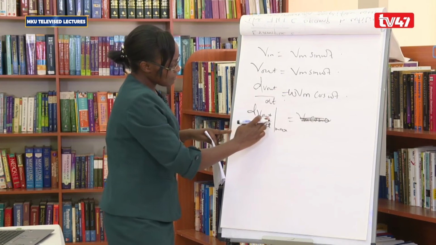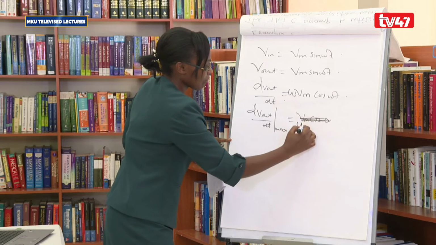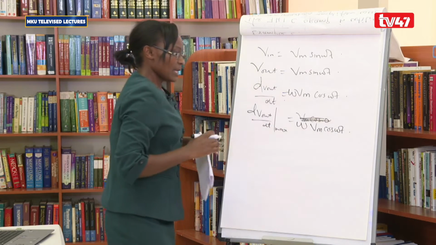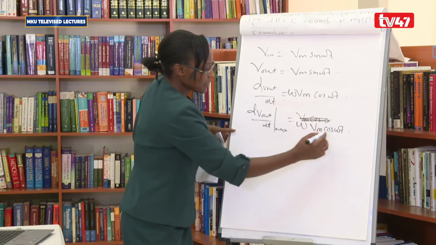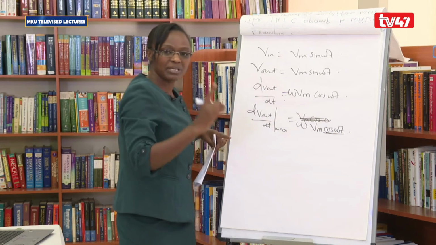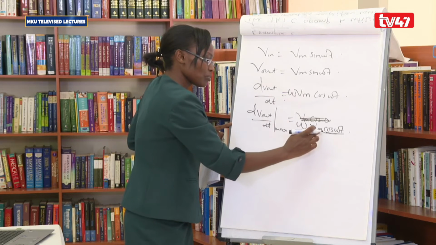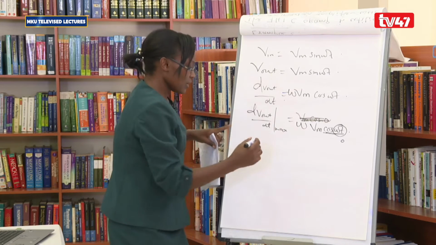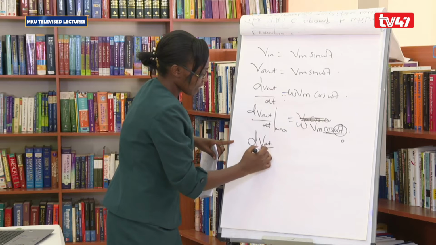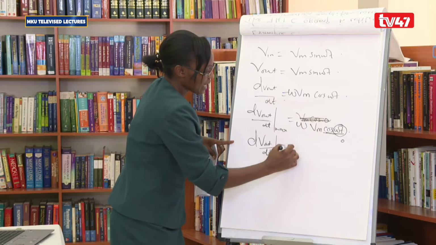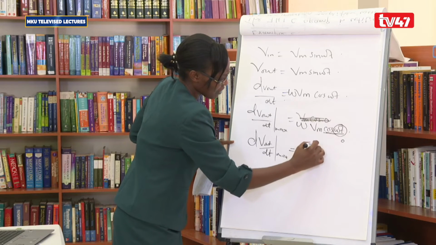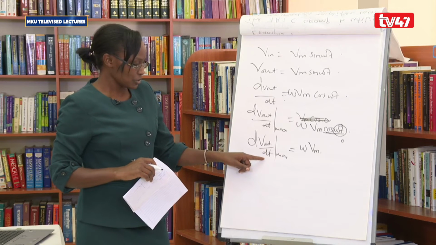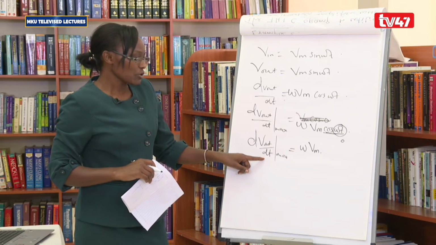So we are saying dVout over dt will be equal to omega Vm cos omega t. For this to be maximum, the cosine of omega t must be 1. So this will be maximum when omega t is equal to 0, since cosine of 0 is equal to 1. So we can express dVout over dt maximum as equal to omega Vm. That will be the maximum rate of change of the output voltage.